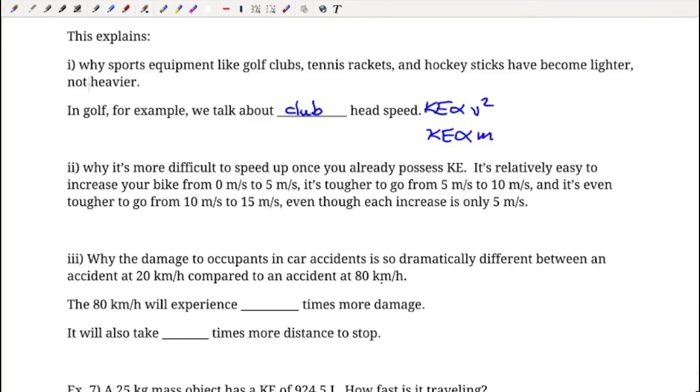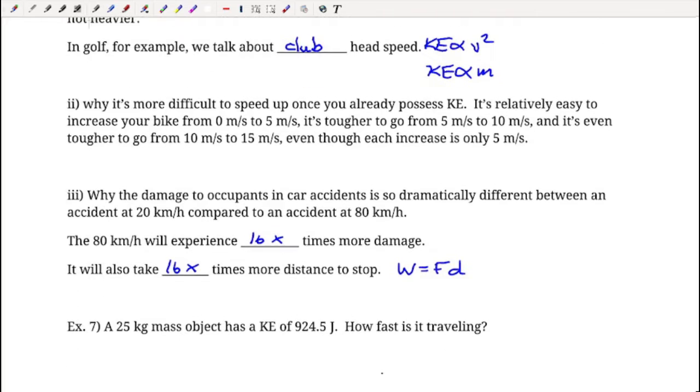Again, velocity squared. The 80 kilometers per hour accident will experience 16 times more damage because it's 4 times as fast, 4 squared is 16, and it also takes 16 times more distance to stop, or 16 times more force to stop one with the other. Because, again, we're talking about work to make it stop, it's equal to force times distance. If it starts out with more energy, it's going to take way more force or way more distance in order to stop.